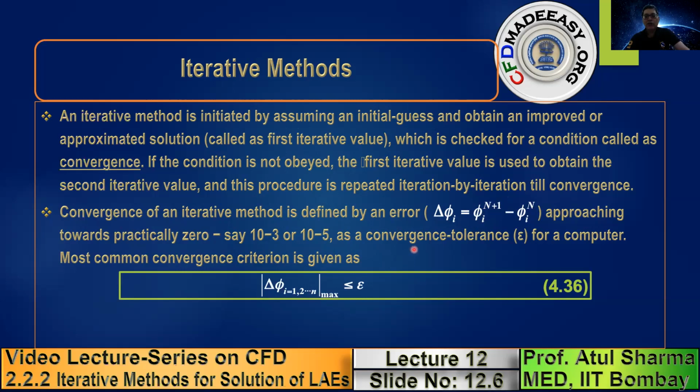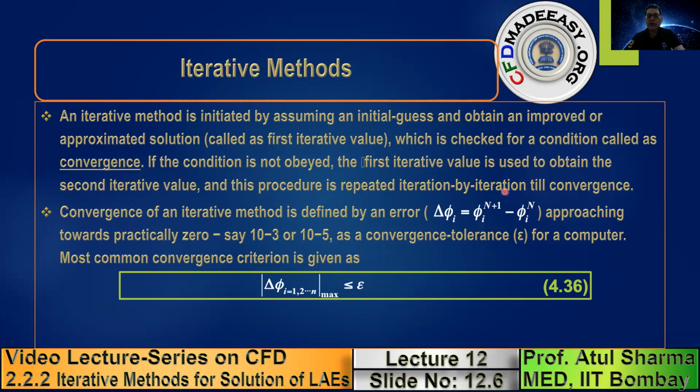Then to begin with, let us suppose your unknowns are x1 to x10. Then you can start with an initial guess of all the values of x equal to 0. And from the system of algebraic equations, you can obtain the first iterative value.